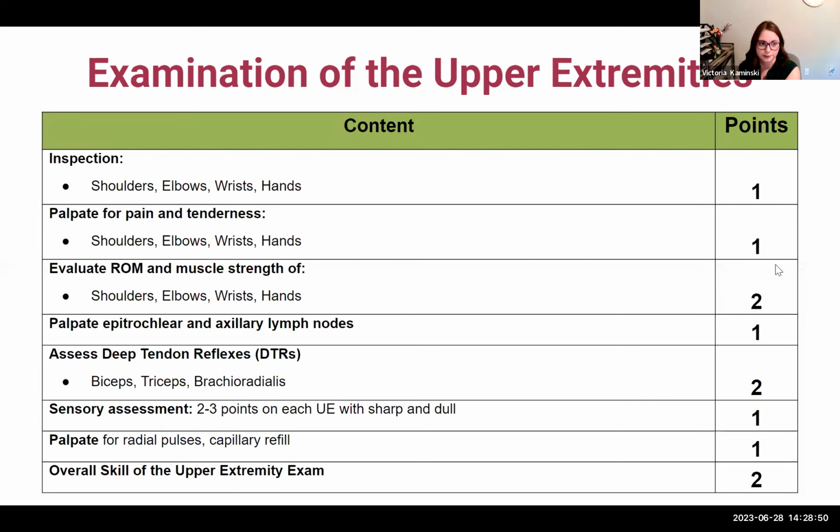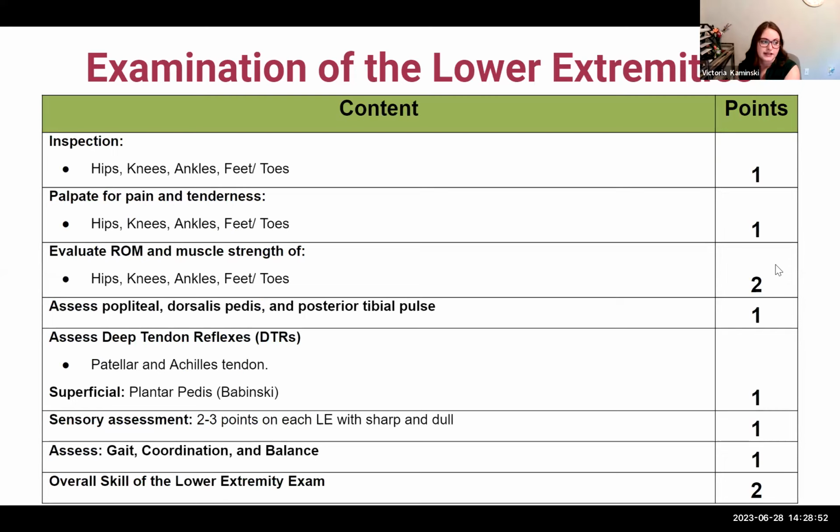for overall skill. Lower extremities, again, inspect, palpate, then evaluate range of motion and muscle strength for bilateral hips, knees, ankles, feet, and toes. Assessing popliteal, dorsalis pedis, and posterior tibialis for your pulses, and you're going to assess those and detect and verbalize them. Assessing your deep tendon reflexes, and those are your patellar and your Achilles tendon. Your superficial reflex that you're going to use your reflex hammer for is your plantar reflex or your Babinski. Sensory assessment, just as I mentioned on the upper extremities, you're going to perform that on your lower extremities.